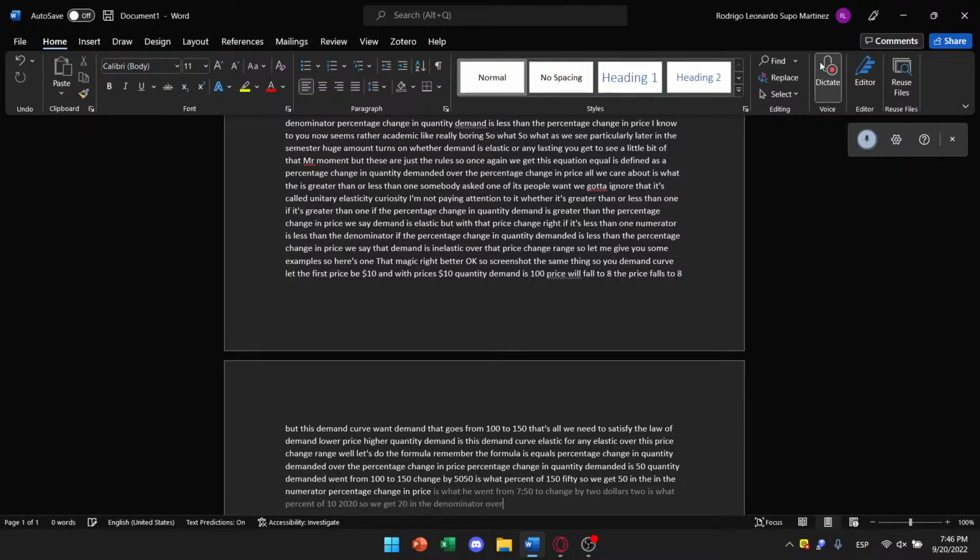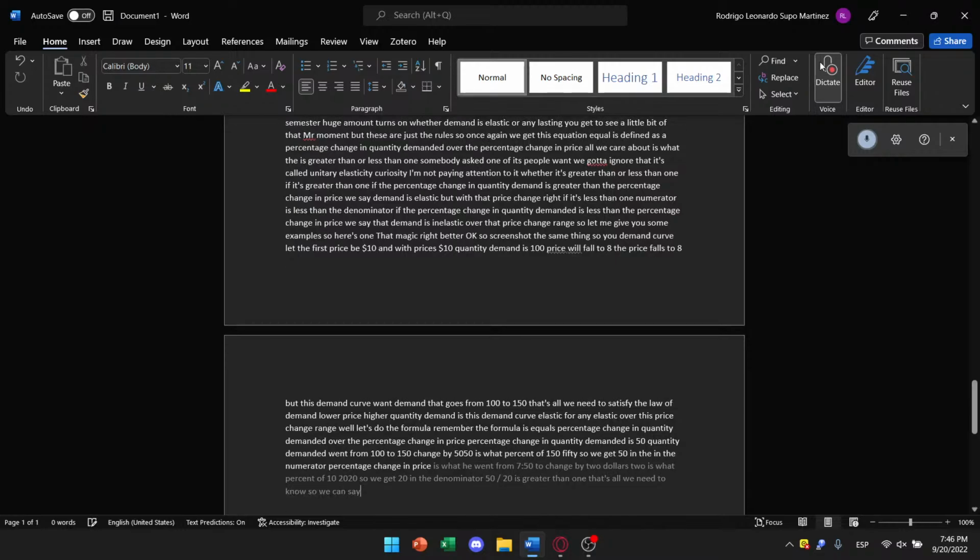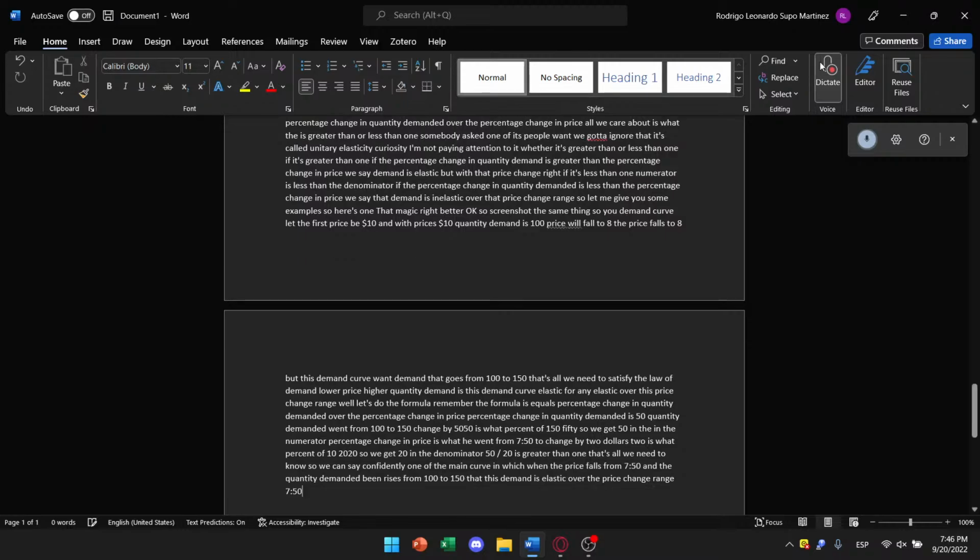50 over 20 is greater than 1. That's all we need to know. So we can say confidently, on a demand curve in which when the price falls from 10 to 8, the quantity demanded rises from 100 to 150, that this demand is elastic over the price change range 10 to 8. A relatively small change in price, percentage-wise, 20%, gave a relatively large change in quantity demanded, 50%.